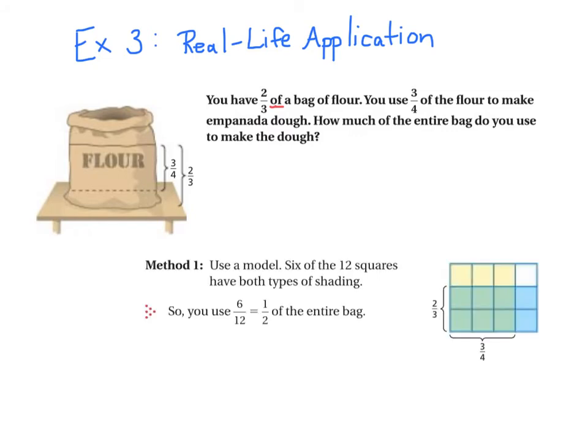For method 1, we can use a model, and over here you can see we have the square system, and I'm going to write over it to break it down for you. I'm sure you've done fraction models before. The first fraction we came across was 2/3. We have 2/3 of a bag of flour. So we do a quick fraction model for 2/3, and we draw 3 equal rows here, and of those 3 equal rows, we shade in 2 of them. So that's 2/3 right there.